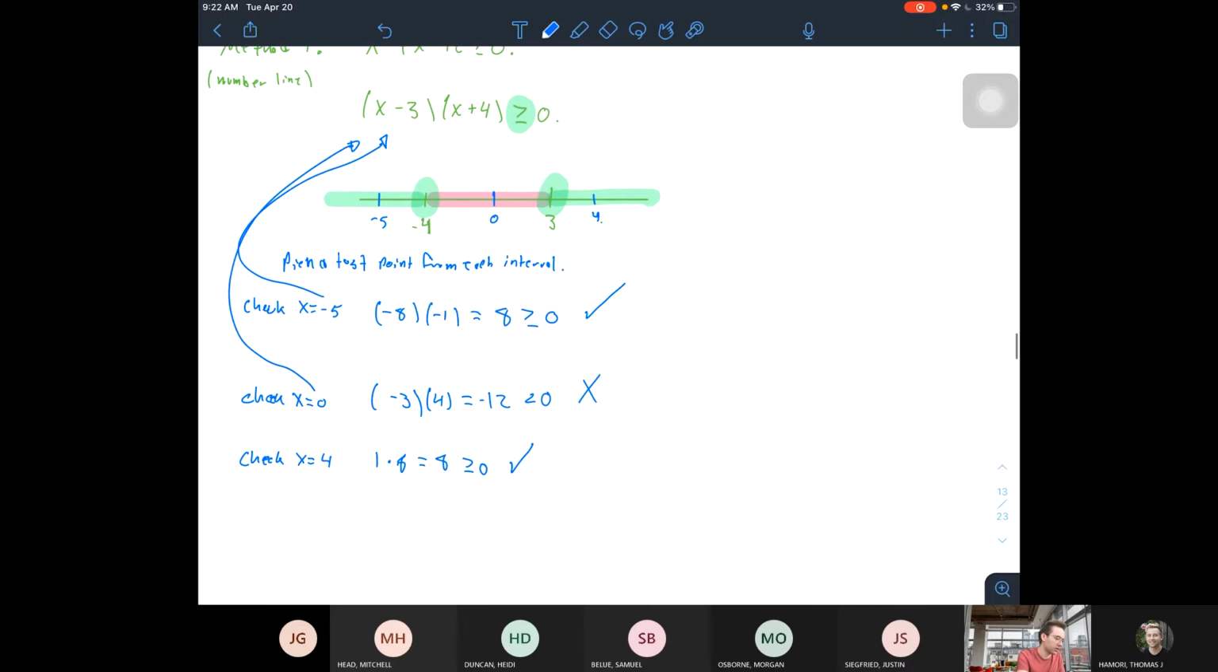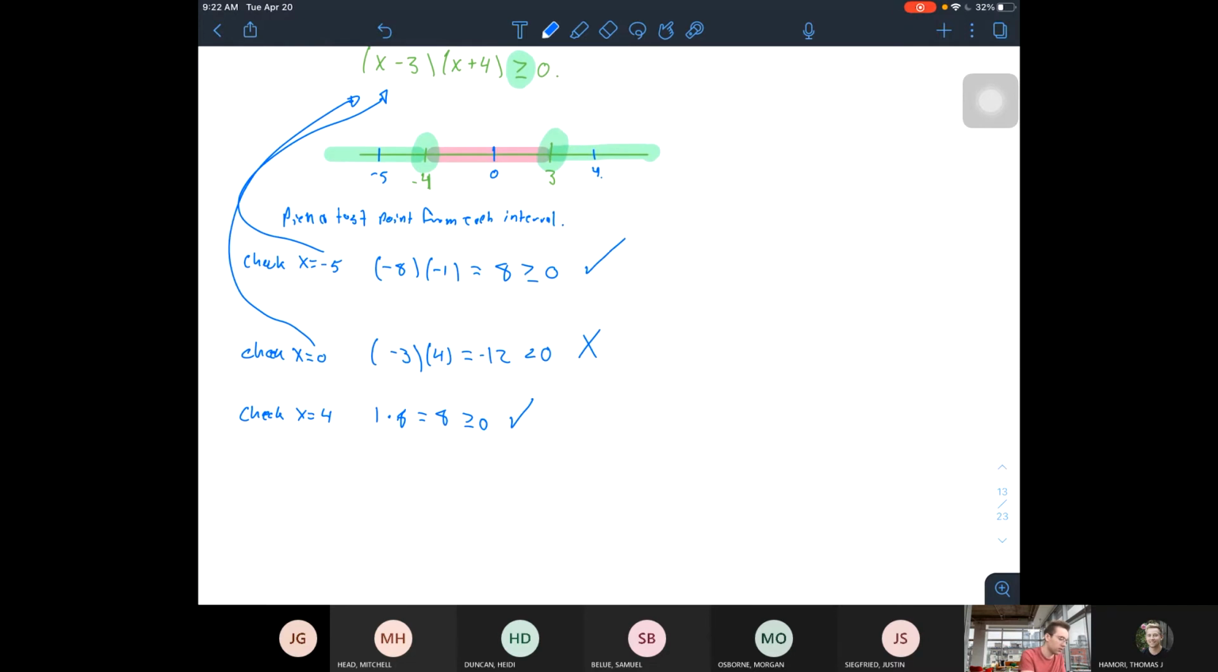So in the end, we just want to express these intervals. We want every number from negative infinity up to negative 4, including negative 4. So the domain would be negative infinity, comma, negative 4 with a bracket. Right, we use a bracket to denote inclusion. And then we go from 3 with a bracket up to infinity.